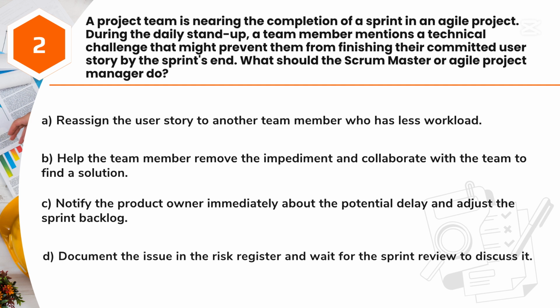A. Reassign the user story to another team member who has less workload. B. Help the team member remove the impediment and collaborate with the team to find a solution. C. Notify the product owner immediately about the potential delay and adjust the sprint backlog. D. Document the issue in the risk register and wait for the sprint review to discuss it.